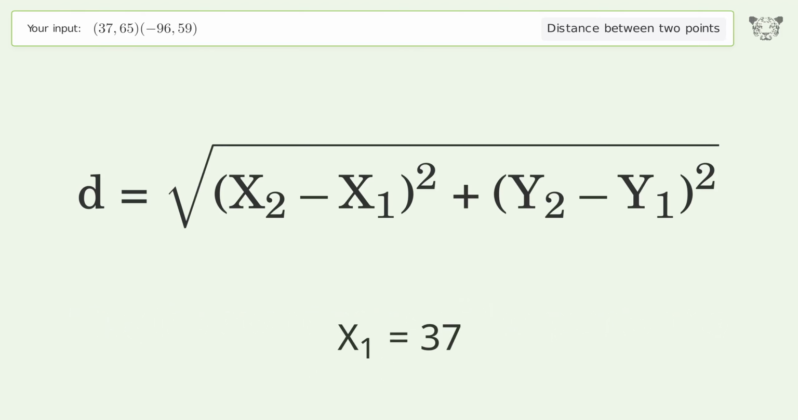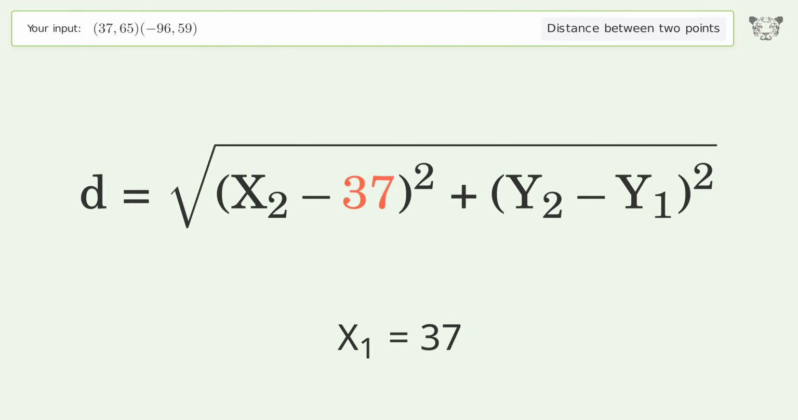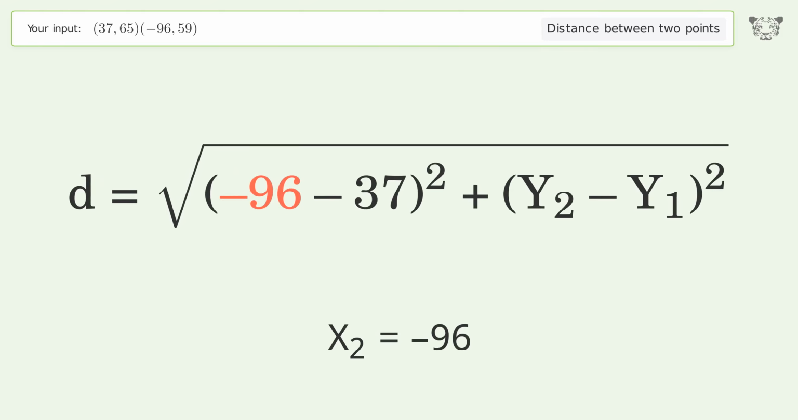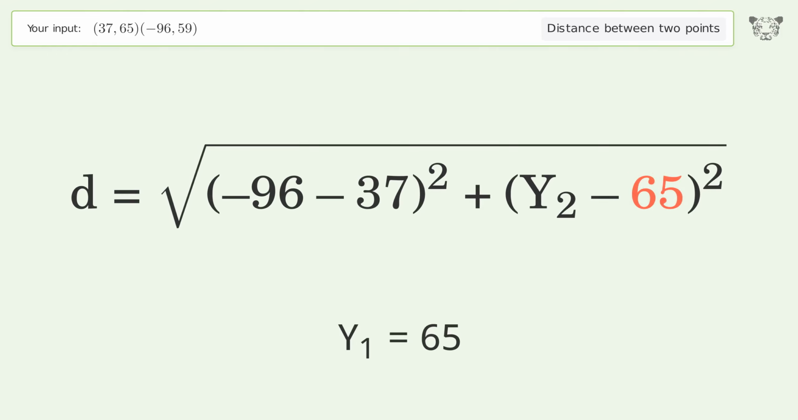x1 equals 37. x2 equals negative 96. y1 equals 65. y2 equals 59.